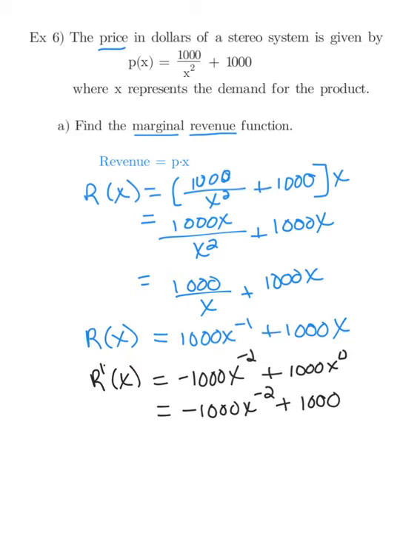We are going to need to use this formula in the second part, so I'm going to rewrite it as a positive power. That makes it much easier to work with. So it will be negative 1,000 over x squared plus 1,000.